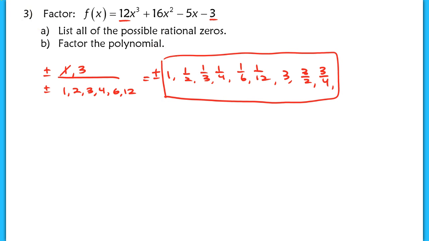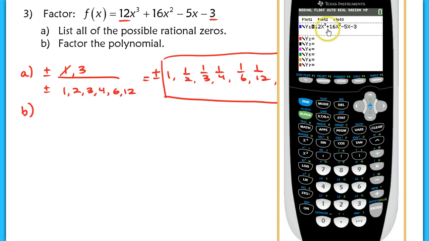So that's part A. Alright, now for part B, we are going to factor the polynomial completely. So we're going to use our calculator here so that we don't have to evaluate f of 1 and negative 1, f of positive 1 half, and negative 1 half, because that would take forever. So we use our calculator to help us out. I went ahead and typed in that function already, and I'm going to graph it.